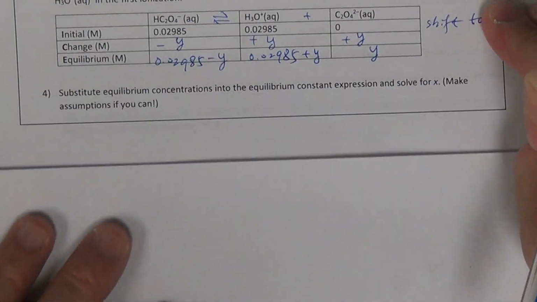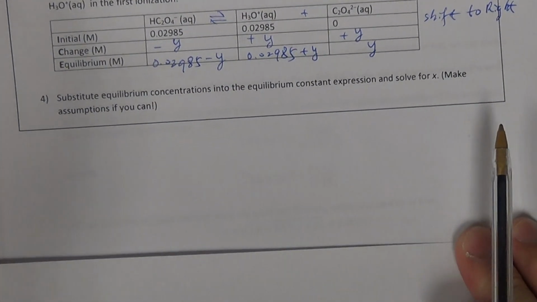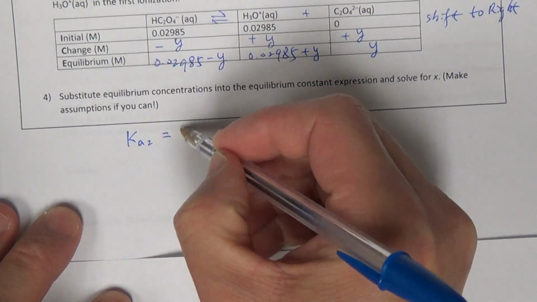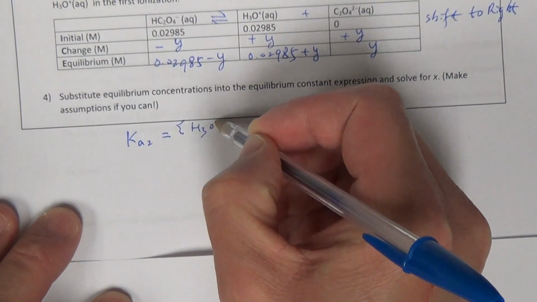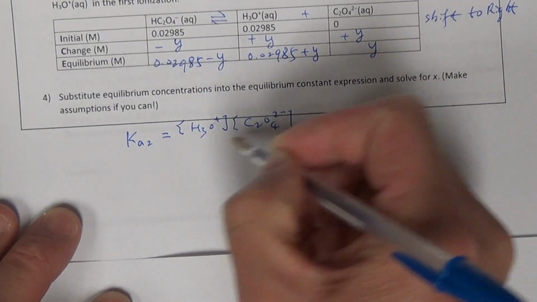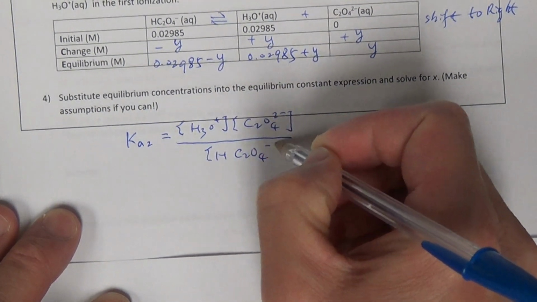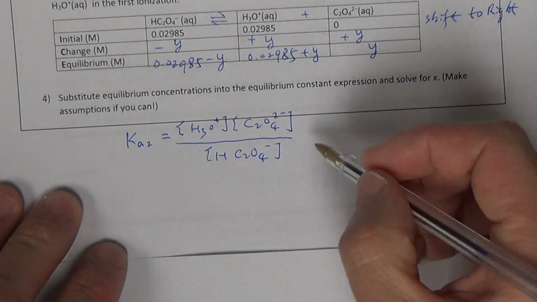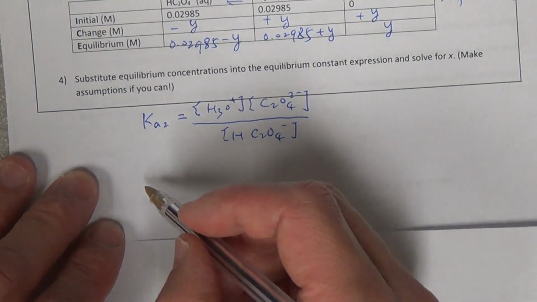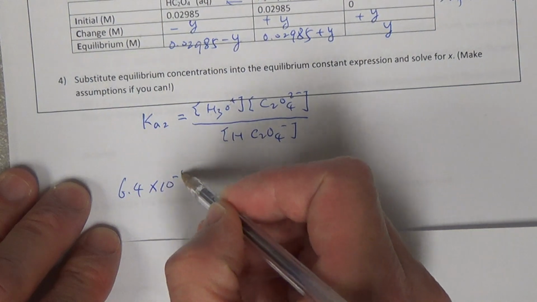So similarly, we will substitute these three numbers into the equation for our Ka2. So Ka2 equals the H3O+ concentration times the C2O4 2- concentration divided by the HC2O4- concentration at equilibrium. So we just plug those numbers in. The question tells us what Ka2 is: Ka2 equals 6.4 times 10 to the negative 5.